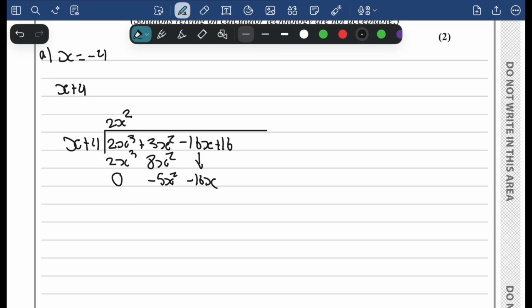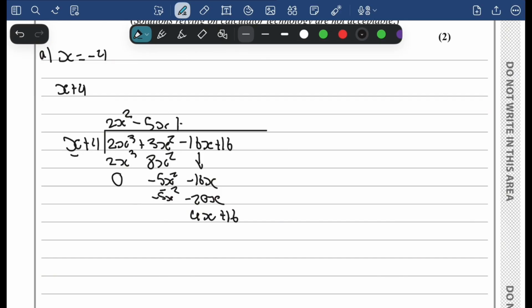So what do we times x by to get minus 5x squared? Well, that's going to be minus 5x, right? So we do the same thing, times these together, we get minus 5x squared. Times this together, we get minus 20x. Now, be careful with your sign, just put it in the calculator. Minus 16 minus minus 20, that's going to be 4x. Add 16.